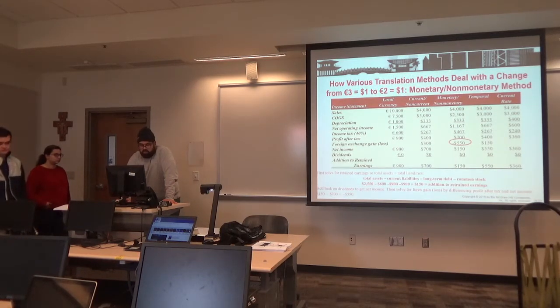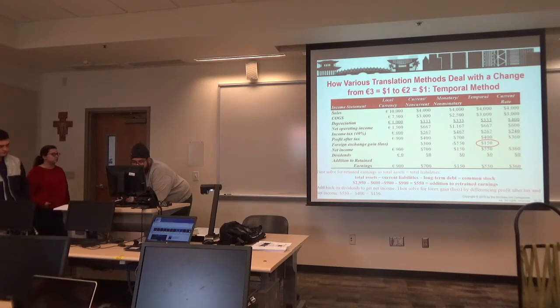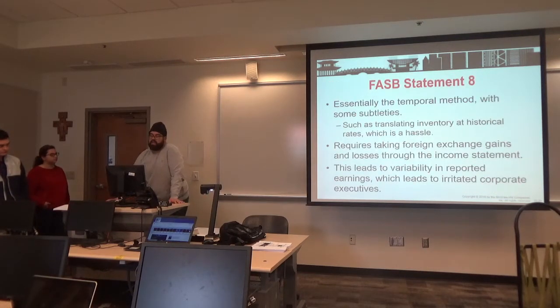And then here you're using the monetary / non-monetary method to solve for retained earnings. So total assets equal total liabilities, same process. Total assets minus current liabilities minus long-term debt minus common stock equals under $50. And then you add that to the retained earnings, and then you subtract the profits after tax and income, so you get negative 550. And FASB statement 8.